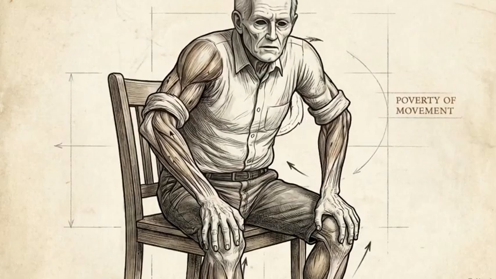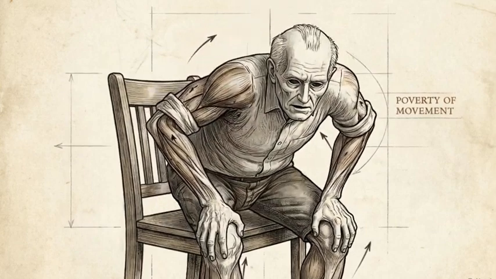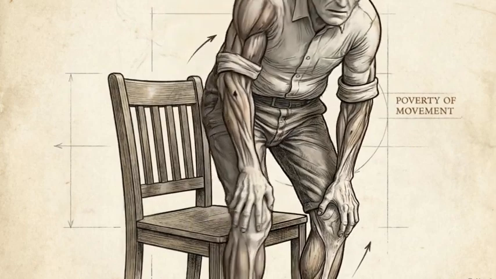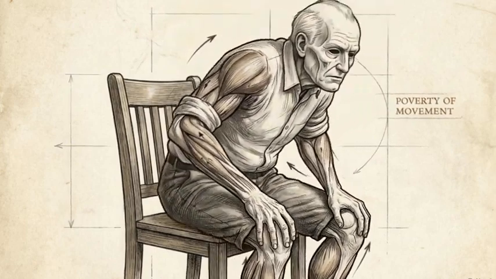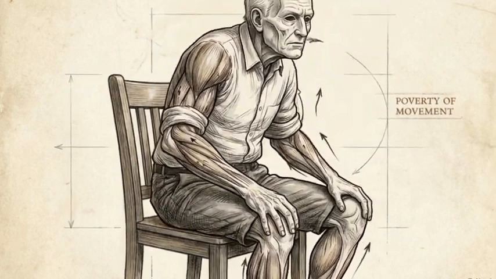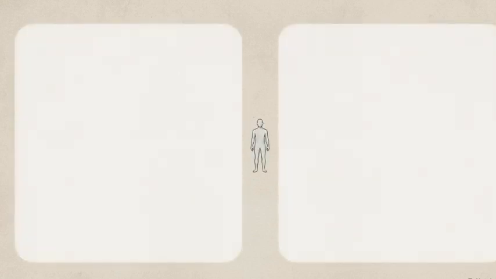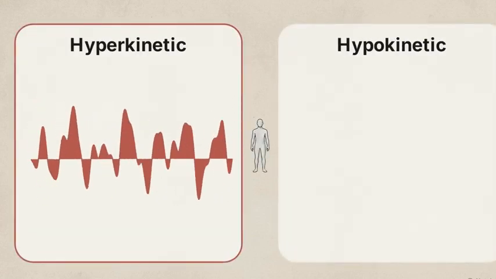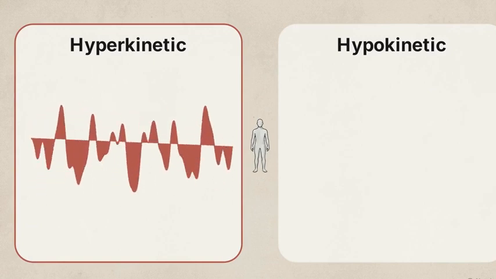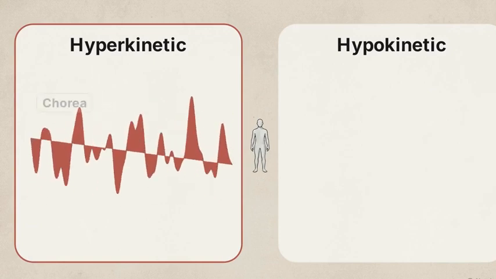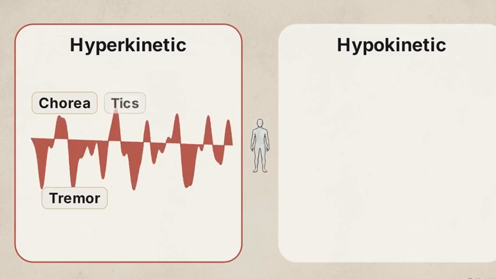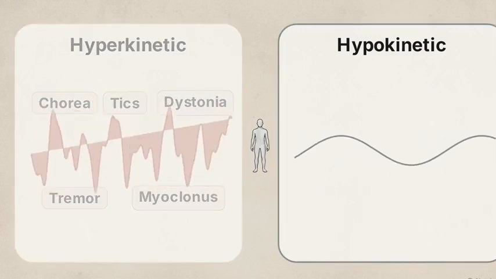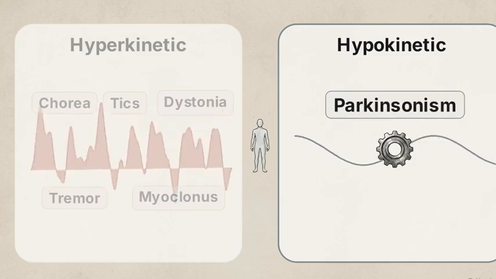The second domain is the exact opposite, the hypokinetic state. Here, the defining characteristic is a pathological restriction, a noticeable slowness and poverty of movement. This animated diagram maps that precise macroscopic dichotomy. On the left, we see the erratic, high-energy waveforms of the hyperkinetic group: chorea, tremor, tics, myoclonus, and dystonia. On the right, the energy drops, representing the slow, damped waveform of Parkinsonism.